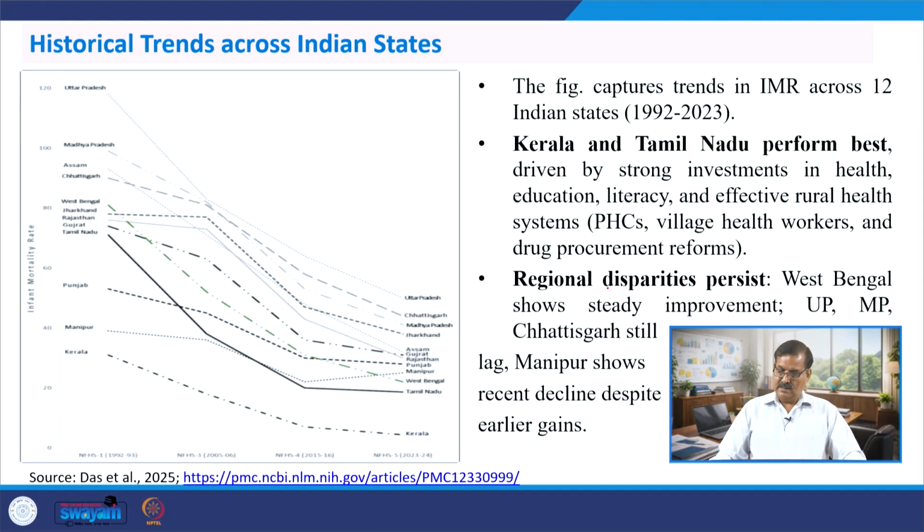For example, Kerala and Tamil Nadu perform best in terms of healthcare investment, education, literacy, effective rural health systems, village health workers, and drug procurement reform. While there are some states which show improvement, like West Bengal, which shows steady improvement, UP, MP, and Chhattisgarh still lag, and Manipur shows a recent decline despite earlier gains. So there is an interstate variation in the healthcare indicators which needs to be addressed by policy.